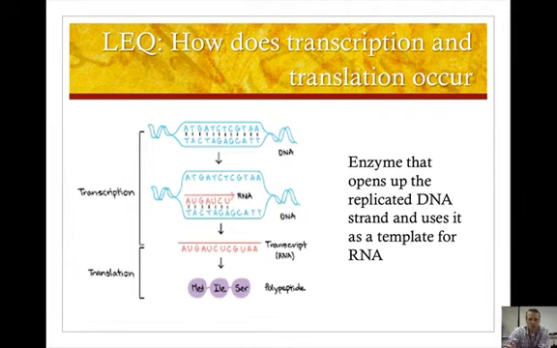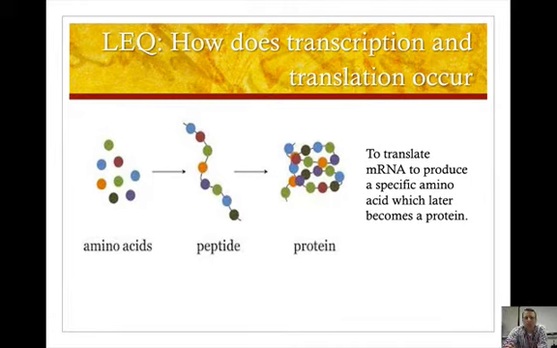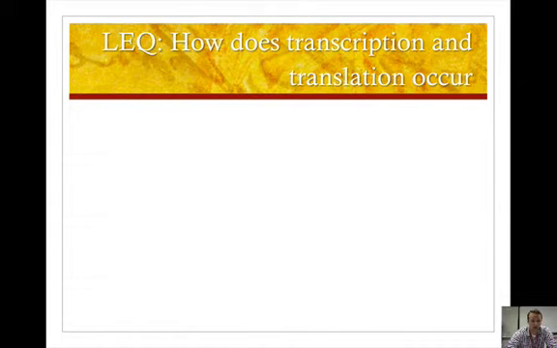Now, moving on to the translation part. So we have this transcribed RNA sequence right here that we got from this DNA sequence, and now we're moving into translation. What translation is, its purpose is to translate mRNA to produce a specific amino acid, which later becomes a protein.